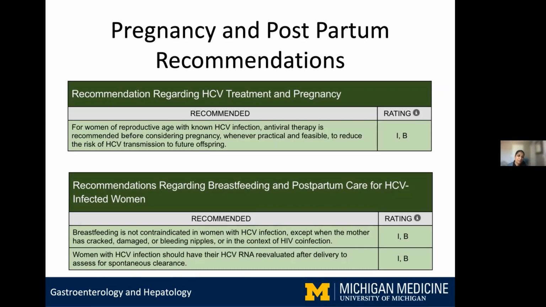And in terms of recommendations regarding breastfeeding and postpartum care for hepatitis C infected women, breastfeeding is not contraindicated in women who are living with hepatitis C infection, except when the mother has cracked, damaged, or bleeding nipples, or in the context of HIV co-infection because of the increased rates of transmission. And women with hepatitis C infection should have their hep C RNA reevaluated after delivery to assess for spontaneous clearance, which does on occasion happen.